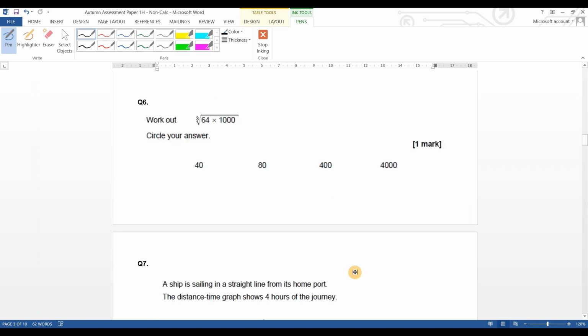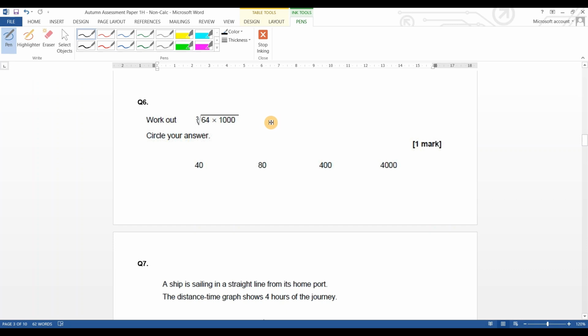Question 6, work out the cube root of 64 times by 1000. Circle your answer. Basically the cube root, you can basically do it to both those numbers there. So what's the cube root of 64? You should know that. It's the opposite of cube. Obviously, if you know your cube numbers, you're going to know your cube root numbers as well. So something times something times something gives you that 64.